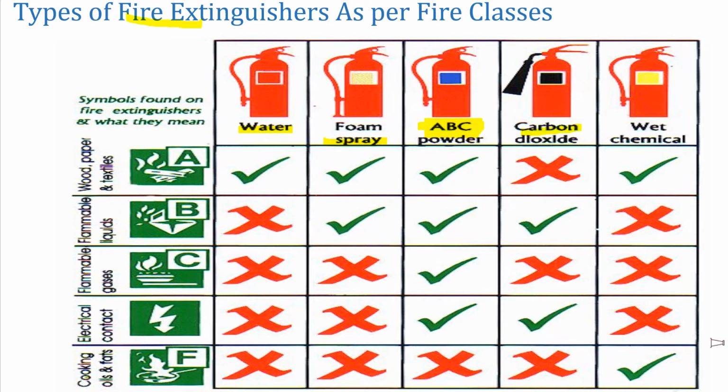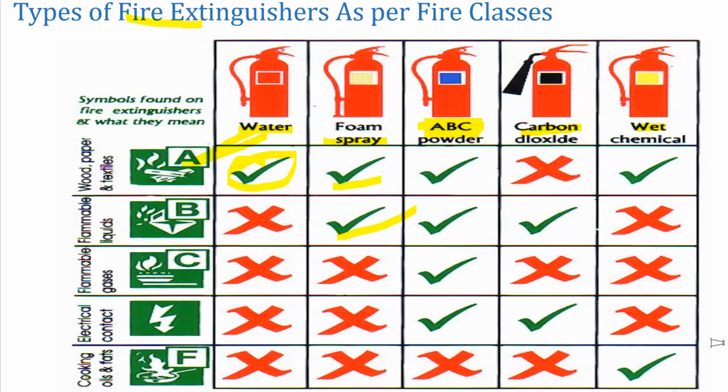Next one is your carbon dioxide type fire extinguisher, and the last one is wet chemical type fire extinguisher. So if we have a water type fire extinguisher, you can see it can be used to extinguish class A fires. So water type extinguisher will be used to extinguish class A fire. It can't be used to extinguish class B, C, D, or F type fires. Similarly, foam spray fire extinguisher can be used to extinguish class A as well as class B fires.